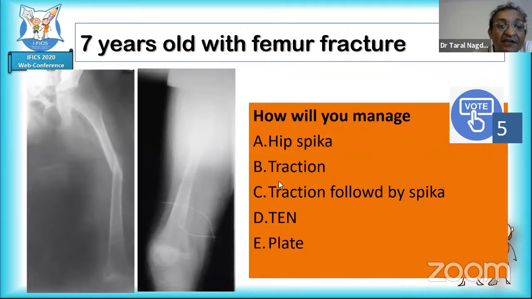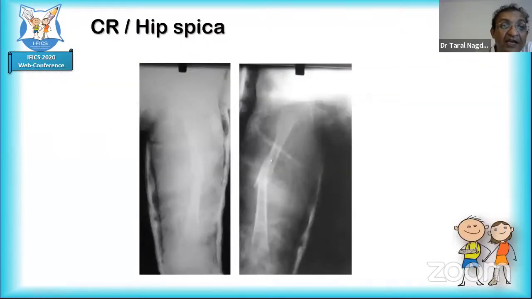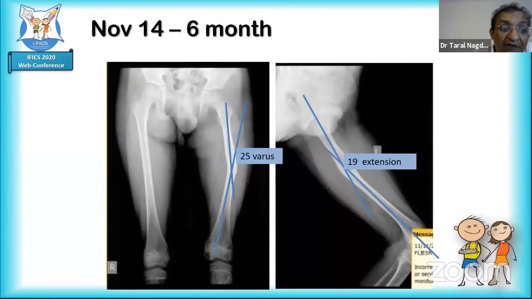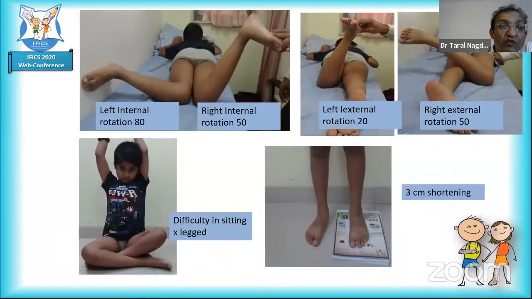And very interestingly, almost 90% prefer elastic nailing, and people don't want to go for conservative management. So now I'll show you what was done. This patient was managed in a spica, and I'll directly show you what happened after 6 months. So he has 25 degrees of varus, 19 degrees of extension. But more importantly, if you check the rotation, there is exaggerated internal rotation, and he walks with in-toeing. It's very difficult for him to walk well, and he cannot sit cross-legged. And there is 3 centimeter shortening.